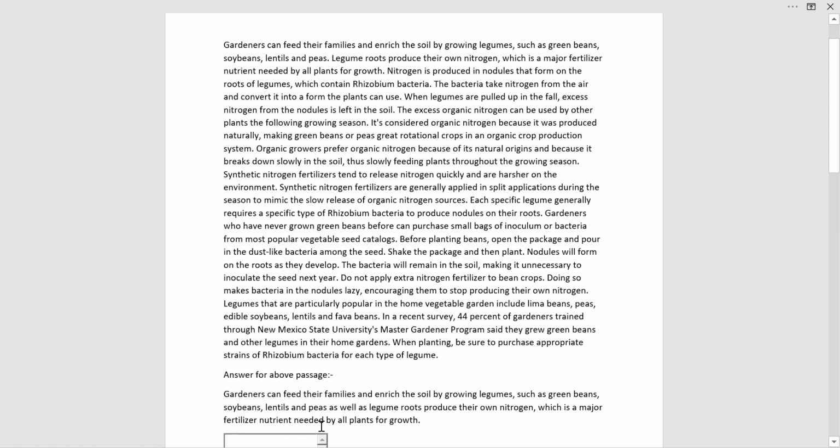And then, major fertilizer nutrient needed by all plants for growth. So basically, if you go through this whole passage, what is the crux of the passage? That's the summary. The crux of the passage says that gardeners can feed their families and enrich the soil by growing legumes such as green bean, soybean, lentil, and peas, as well as legume roots produce their own nitrogen, which is a major fertilizer nutrient needed by all plants for growth. If you are writing this as your answer, this is just one example of what key information the writer is trying to convey to us.